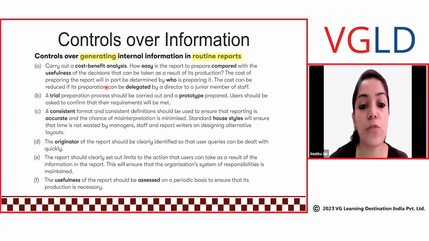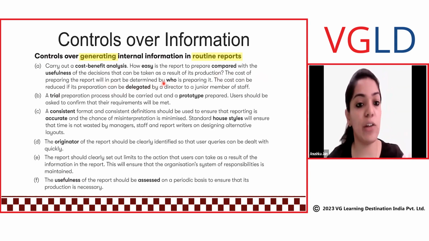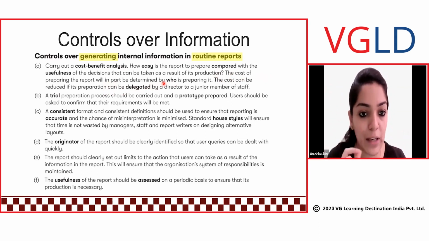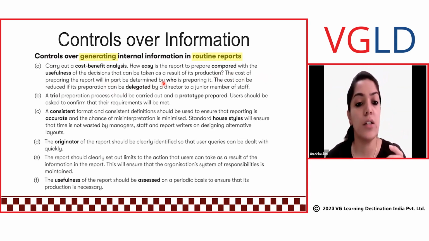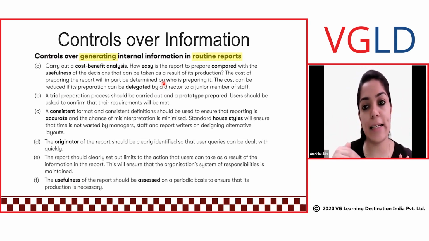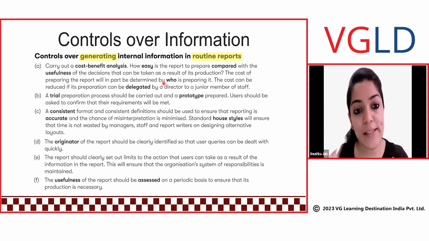Okay. The cost of preparing the report will in part be determined by who is preparing it. Let us say the salary of an executive and the salary of a senior manager, obviously there would be a difference, and there would be a time value in the work they are putting in. So this executive preparing the information is paid, let us say, 50,000 per month. So per hour some rate is there. Let us say, just for easy reference, 1,000 rupees per hour. And the senior manager is getting a salary of 2,50,000. So his per hour rate would be 5,000, keeping parity.